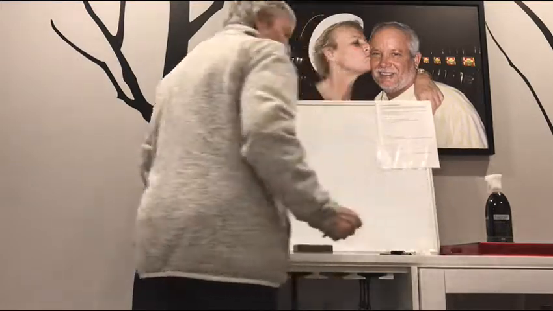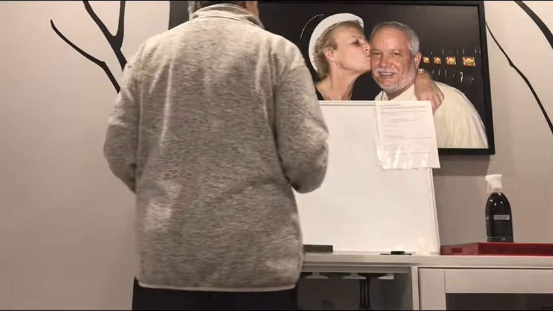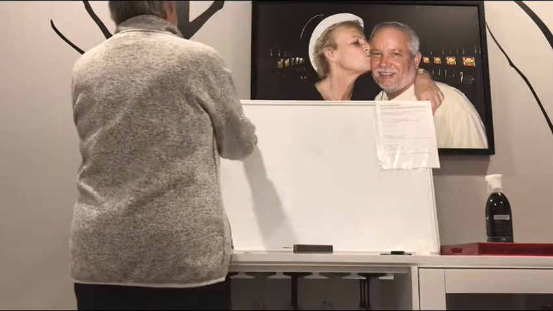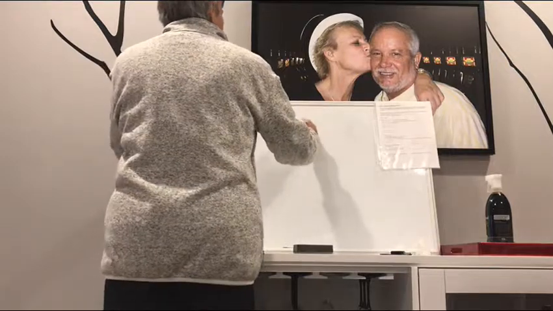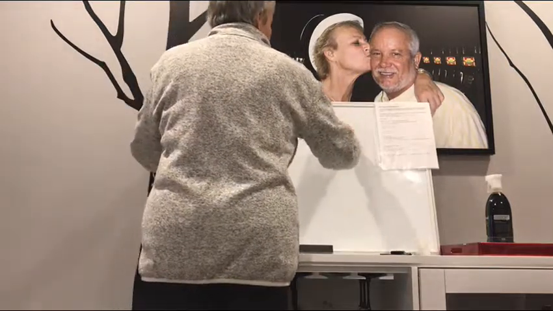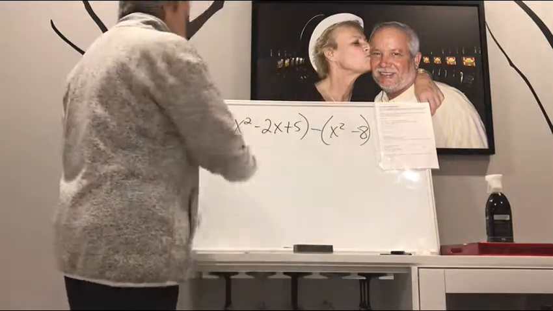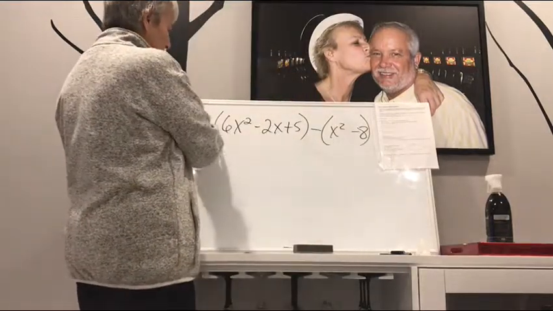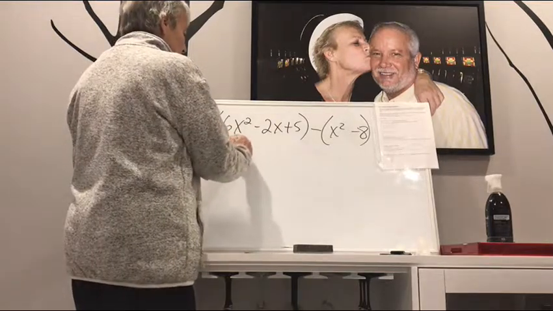We're going to add like terms, and as we're adding them, we're going to put them in the right order. Let's talk about parentheses first. Let's say I have 6x squared minus 2x plus 5 minus x squared minus 8. First thing you do is look in front of this parentheses. There's no negative here, so we'll just rewrite it without parentheses.